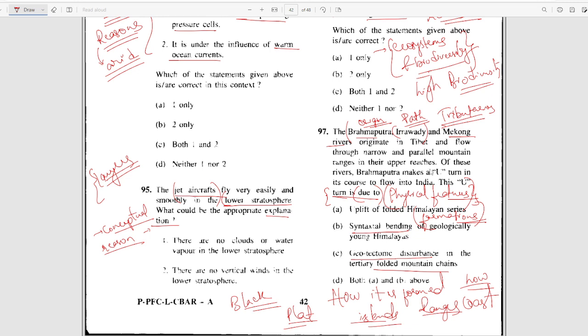So we have to learn about the origins or the formations or the reasons for the formation of certain physical features, geographical areas in the world. I hope this is clear. We'll move to the next question.